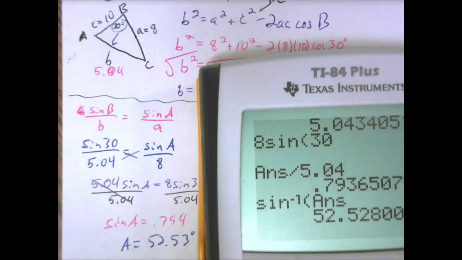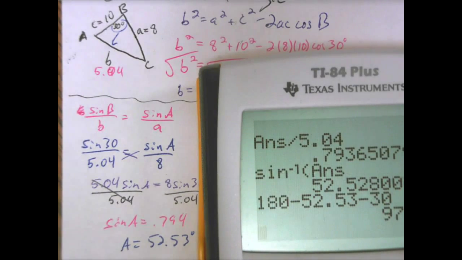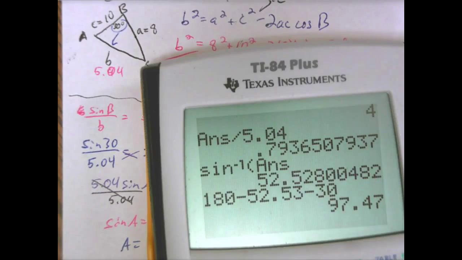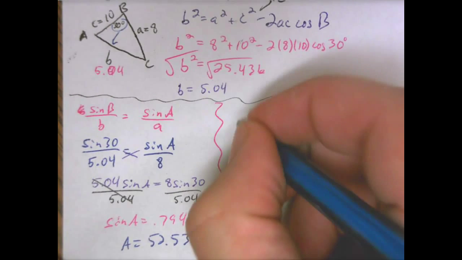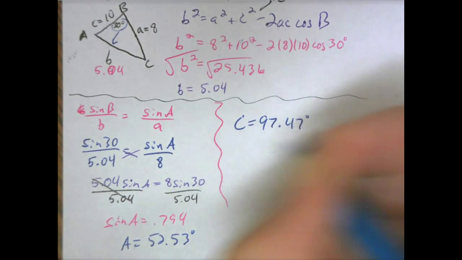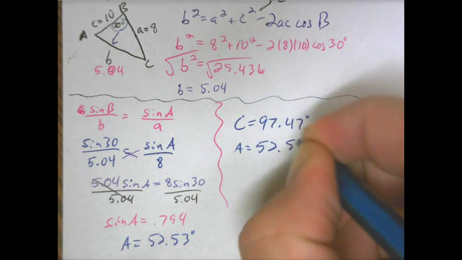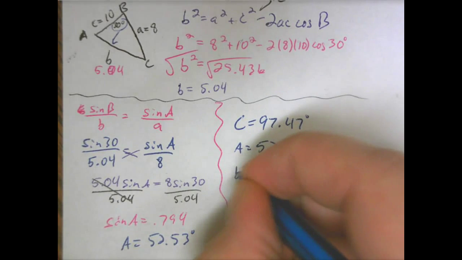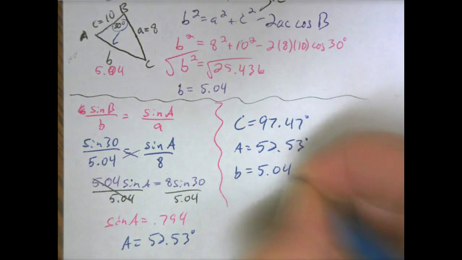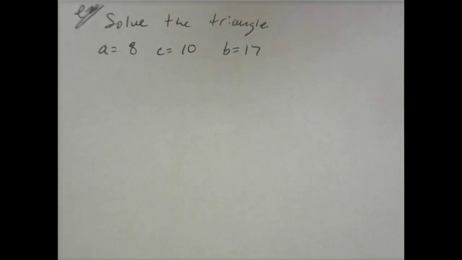And hopefully we all remember that there's 180 degrees in a triangle. So I could just do 180 minus 52.53 minus 30 degrees and find out that my last angle is 97.47 degrees. So angle C is 97.47 degrees. And then I'm just going to write it all in the same place so it makes it easy for Mr. Pike to check my solutions. Yay, solutions.